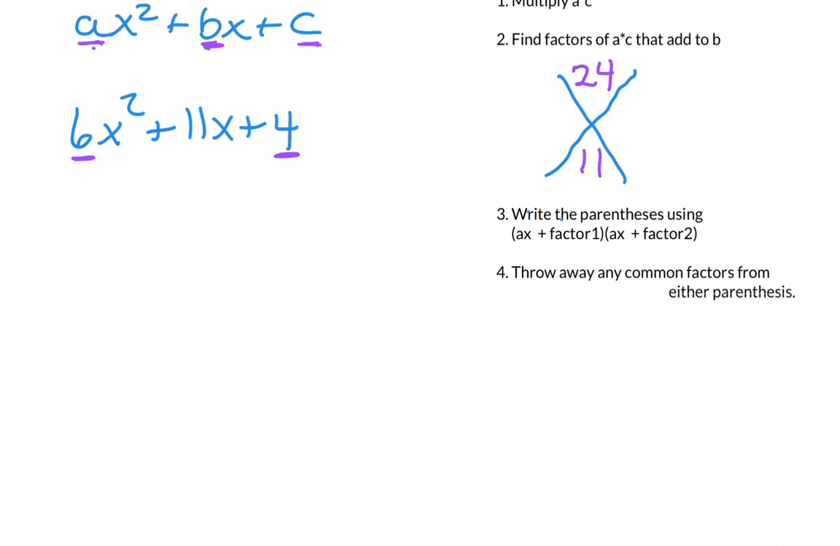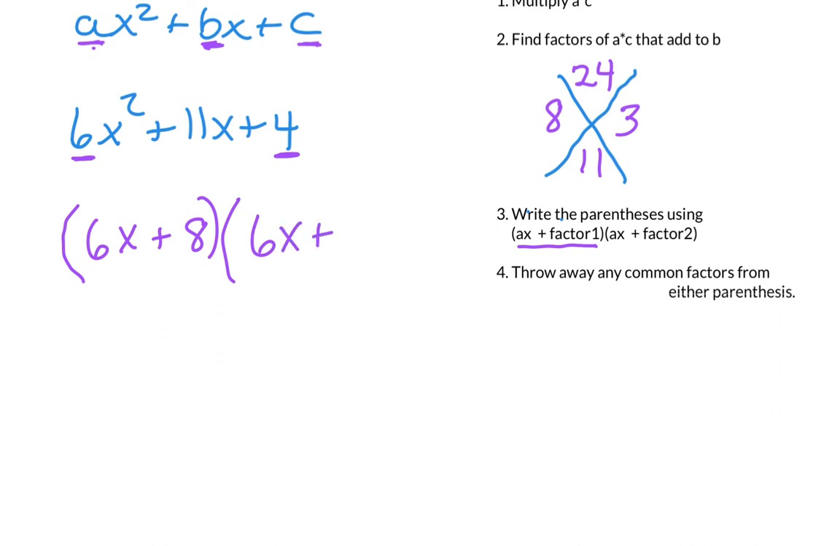And what I'm looking for is two numbers that multiply to a times c, multiply to 24, and add to 11. In this case, 8 and 3 will work. And then Fitzy said, we're going to write these parentheses as ax, a in this case is 6, 6x, plus, I called it factor 1, so plus 8. And then that same number, 6x, plus 3. It's not 6x and 6x, because that would give me 36x squared, which is not what I want. But this last step of throwing away any common factors for either parentheses is going to take care of that for me. It's going to get rid of the extra numbers I don't need.